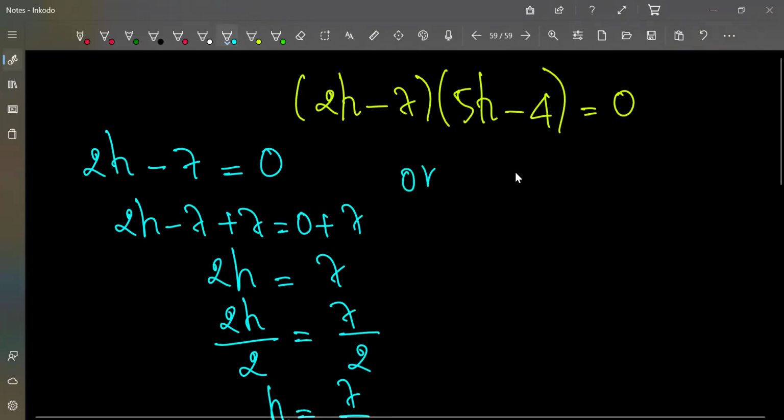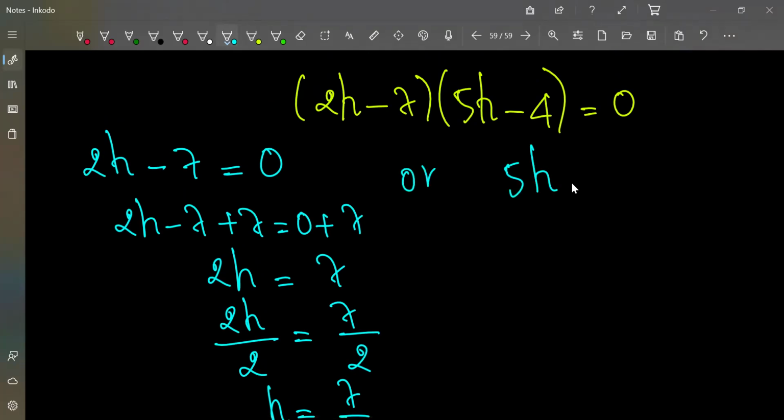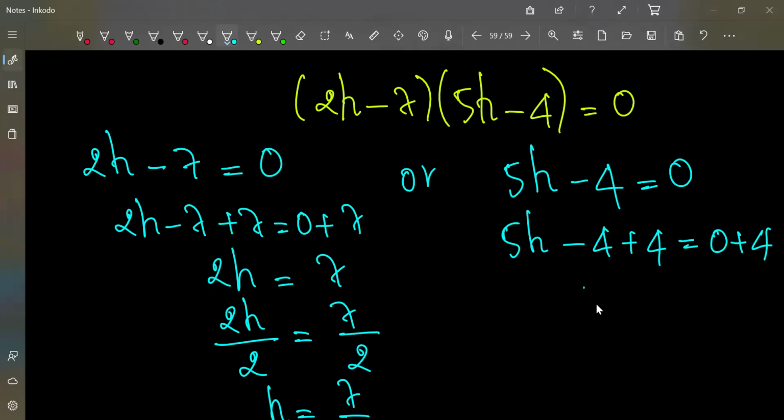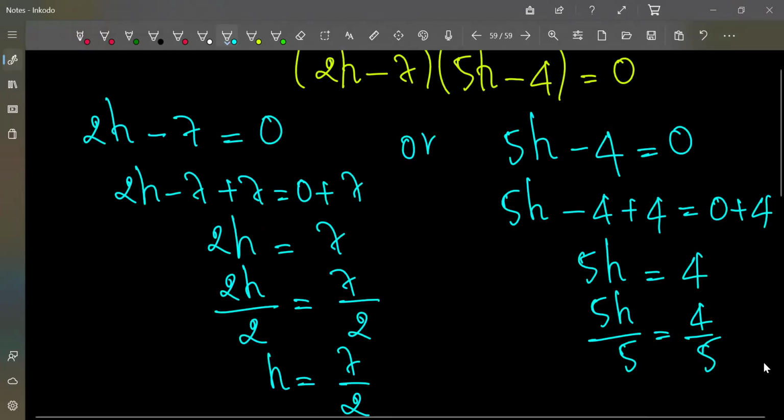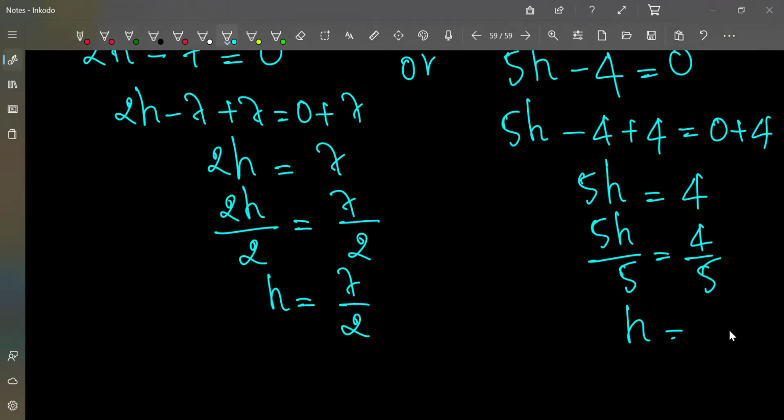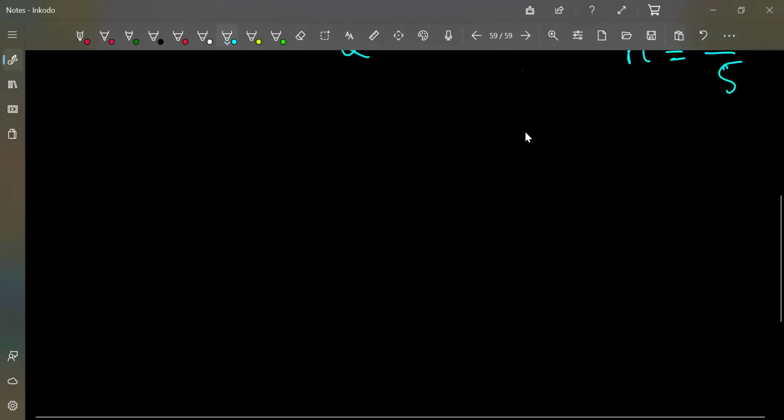And for the other factor, we can write 5a minus 4 equals 0. And let's add positive 4 to both sides. So we get 5a equals 4. So divide both sides by 5. Okay. So now a is equal to 4 over 5. Okay. So let's move to another example.